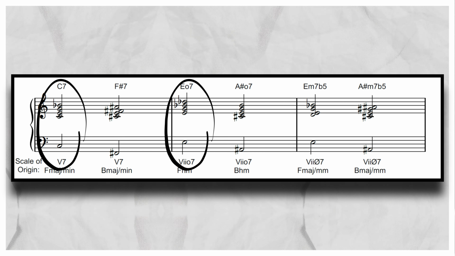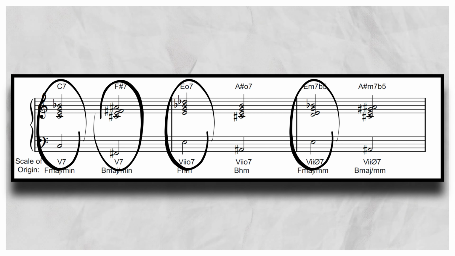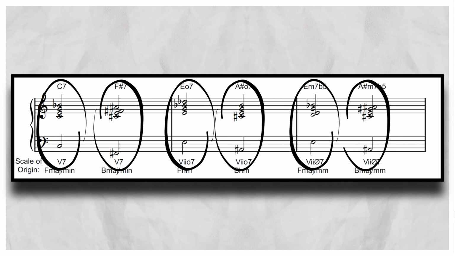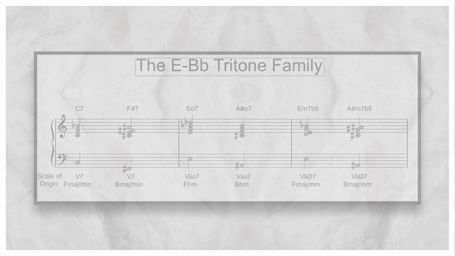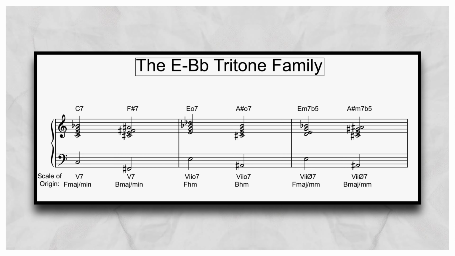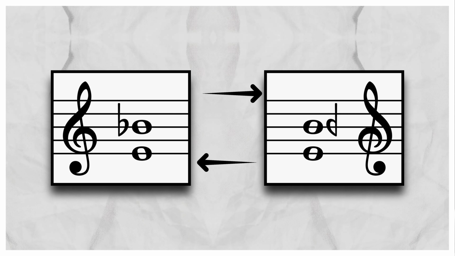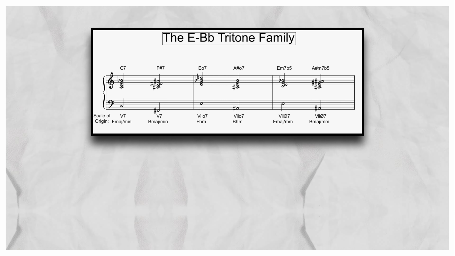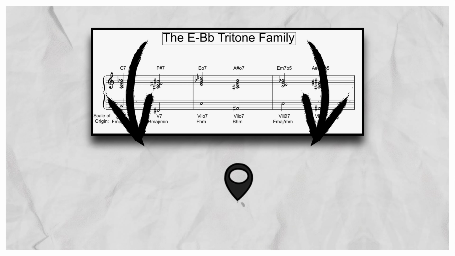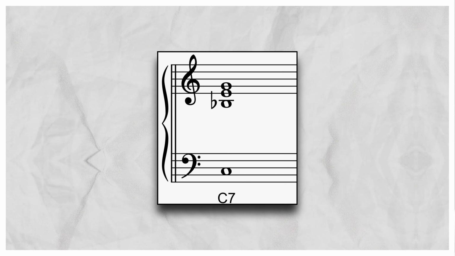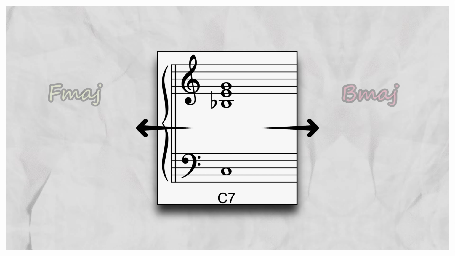So, as a final summary, C7, E diminished 7, E half diminished 7, F sharp 7, A sharp diminished 7, and A sharp half diminished 7 belong to an E B flat tritone family. Because the tritone has a symmetrical harmonic pool, each chord can be treated as if it points to the same destination. And inversely, one chord can be treated as if it points to multiple destinations.